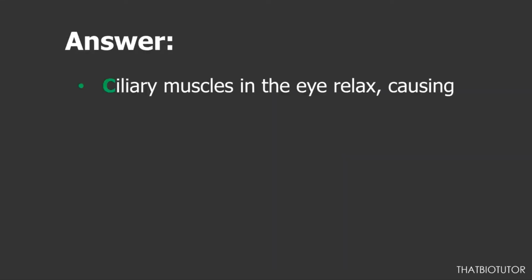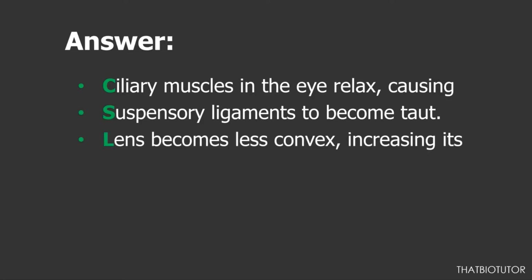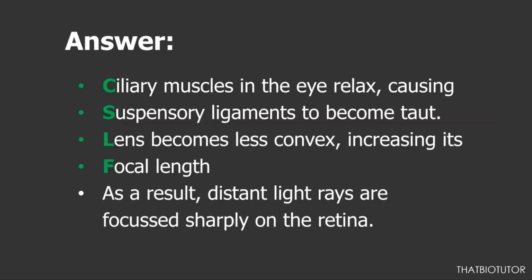Okay, the answer will be ciliary muscles will relax, and this causes the suspensory ligaments to become taut. The lens becomes less convex, increasing its focal length. And as a result, distant light rays are focused sharply on the retina.